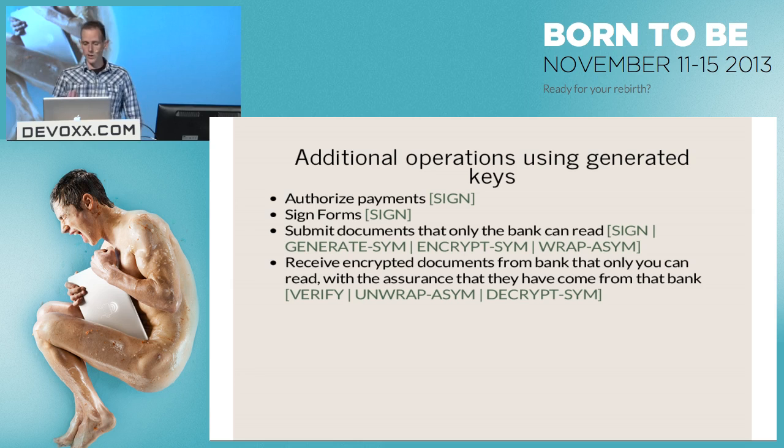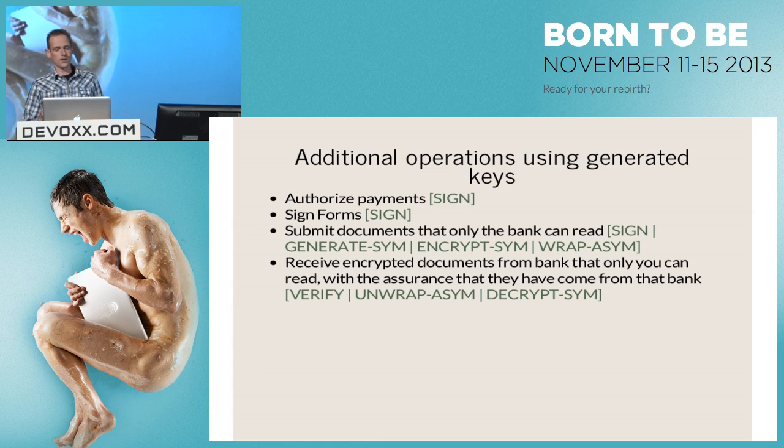Then we generate a symmetrical key. You want to use a symmetrical key because an asymmetrical key can only encrypt a number of bits a bit less than the number of bits of its key, and a document can of course be bigger than that. So we generate a symmetric key, we encrypt the document using the symmetric key, and we wrap the key using our asymmetric key, so our private key, and now the bank can decrypt it with our public key, and nobody else can decrypt it because they require our public key to read the document.